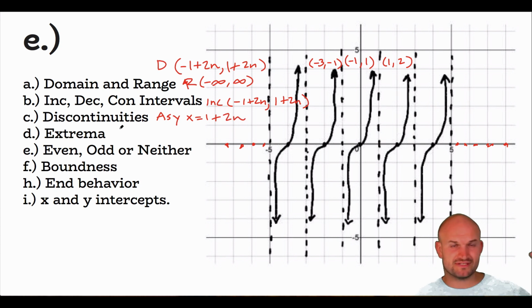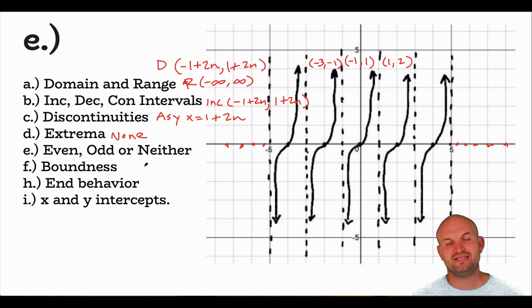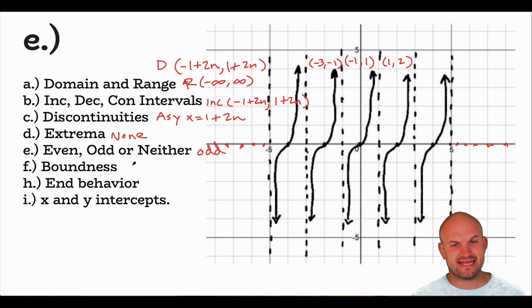Extrema, there obviously is no max or min, so that's going to be none. Even, odd, or neither. If you take this graph and reflect it about the y-axis and then reflect it about the x-axis, you can see that it will be exactly the same. So this is actually an odd graph. The graph obviously continues going up and going down as you would expand it, so therefore it is unbounded.